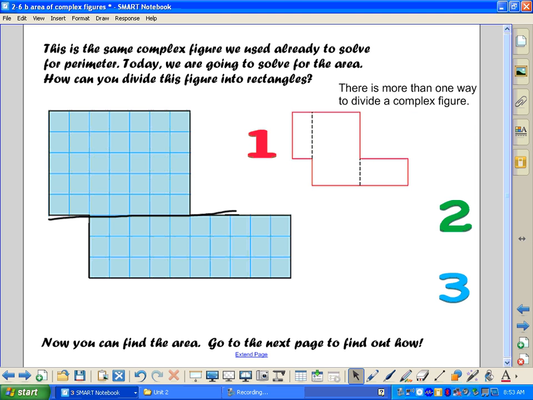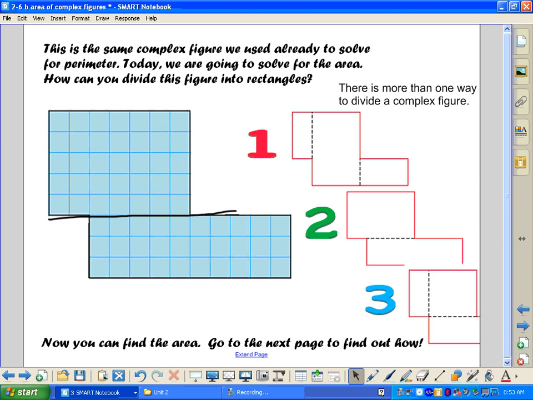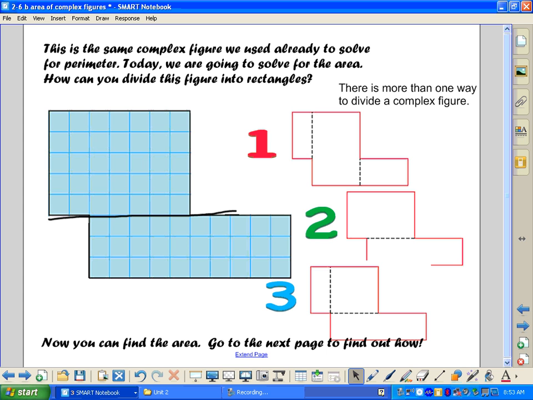We could divide it like that. So I could cut it down here and there. So how many different shapes would I actually be finding the area of? Three. I could cut it just like Gianna said, or I could cut it like this and have three different shapes as well.